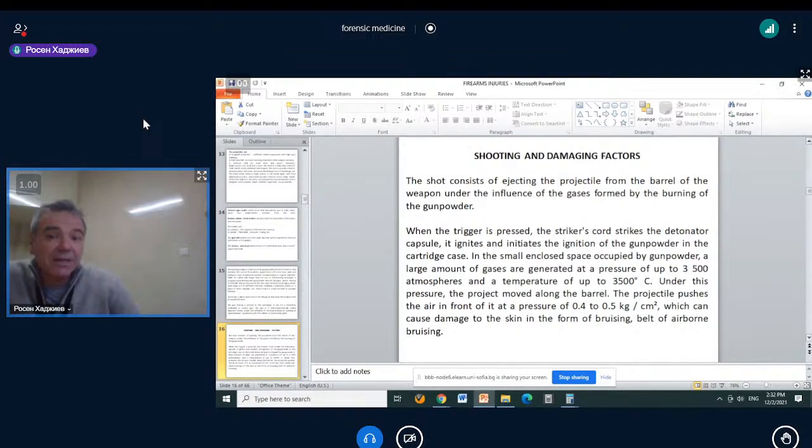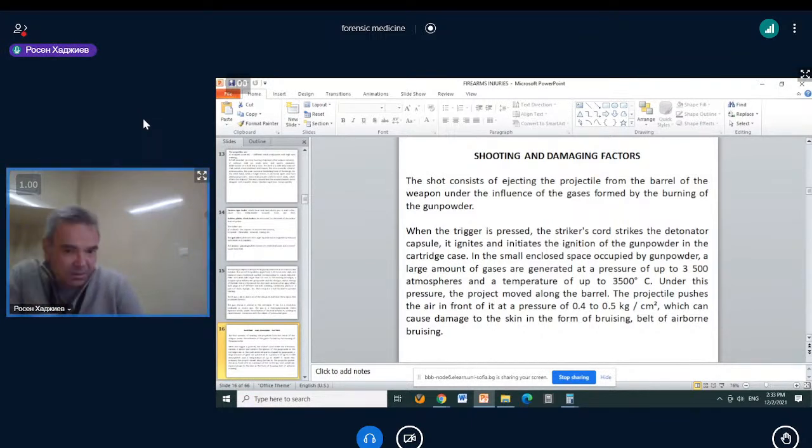Which are the shooting and damaging factors? The shot consists of ejecting the projectile from the barrel of the weapon under the influence of the gases formed by the burning of the gunpowder. When the gunpowder is blasted, it gives high pressure inside the cartridge, and it will give movement to the projectile, and the projectile starts to move through the muzzle.